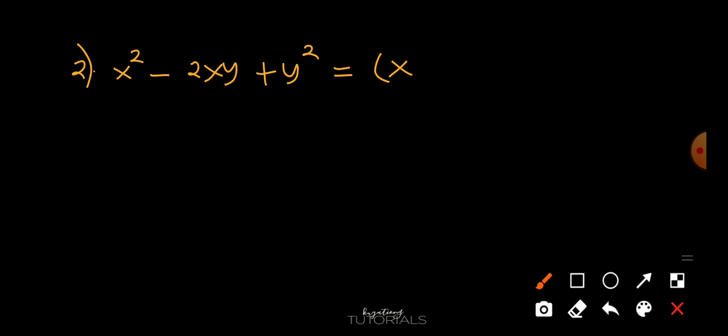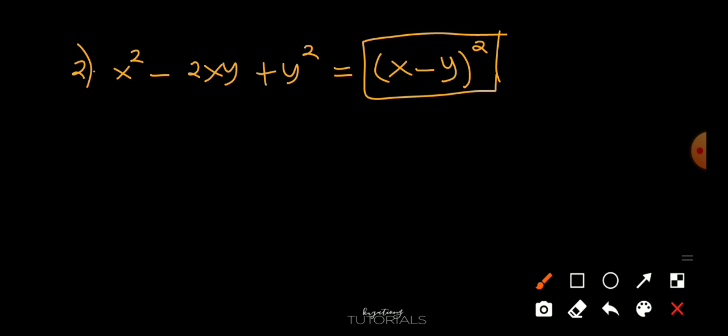Okay, that's it. We have number 2. We have x squared, same given but minus this time, 2xy plus y squared. So same process. The square root of x squared is x. The square root of y squared is y. Since there is a minus here, we put minus here, then squared. And that's the final answer.